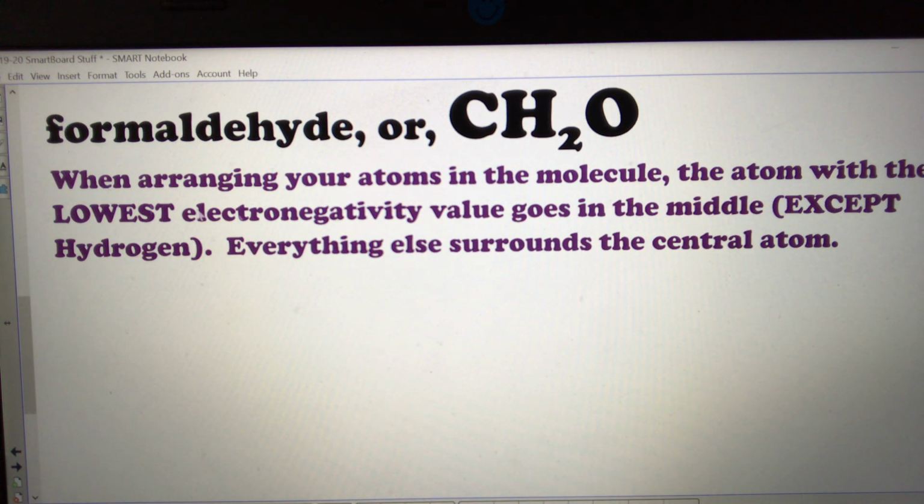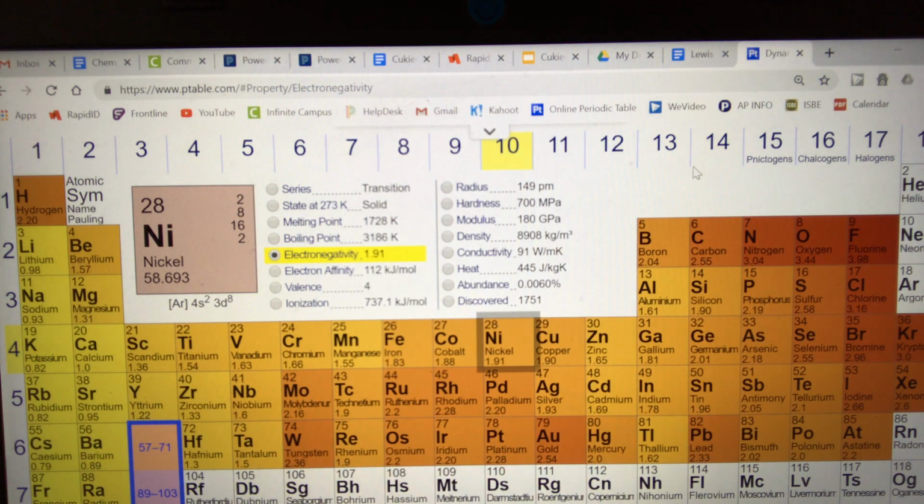First, we need to arrange our atoms. In this kind of molecule, we have a bunch of nonmetals, so they're not going to transfer electrons, they're going to actually share them, like we learned recently. When arranging your atoms, the atom with the lowest electronegativity is going to go in the middle. Electronegativity, if you remember from a little while ago, is the ability for an atom to steal electrons.